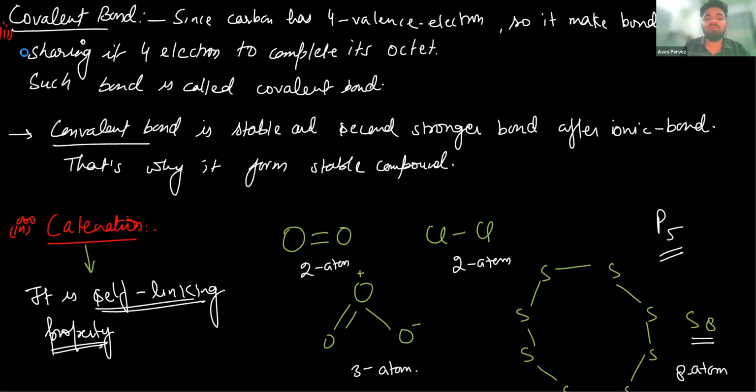Note about this covalent bond: since carbon has 4 valence electrons in its outermost shell, it makes bonds by sharing 4 electrons to complete its octet. Such a bond is called a covalent bond. A covalent bond is stable and the second strongest bond after the ionic bond. That's why it forms stable compounds. Note it down.